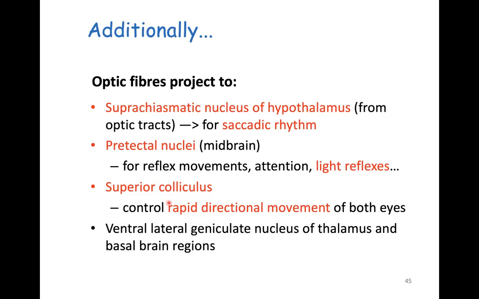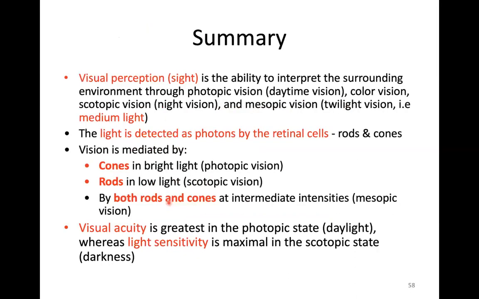All right, now the optic fibers also project to the superior colliculus. This controls rapid and directional movement of both eyes. And finally, the ventral lateral geniculate nucleus of the thalamus and the basal brain regions. Okay. And oh my God, we're done.